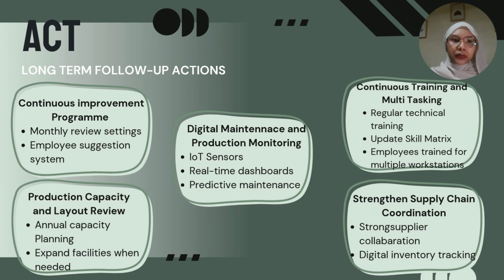For the first point, which is continuous improvement program, which is monthly review meetings and employee suggestion systems. For this, Proton should organize monthly meetings to review production performance and discuss any operational issues. Employees should also be encouraged to share ideas because they work directly on the production line and can suggest practical improvements.